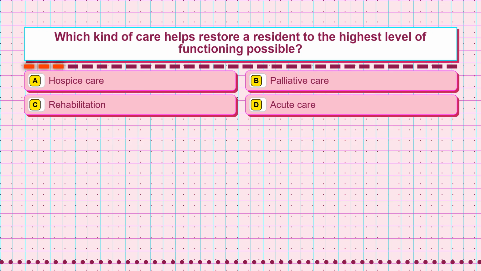Question 38. Which kind of care helps restore a resident to the highest level of functioning possible? Option A, hospice care. Option B, palliative care. Option C, rehabilitation. Option D, acute care.